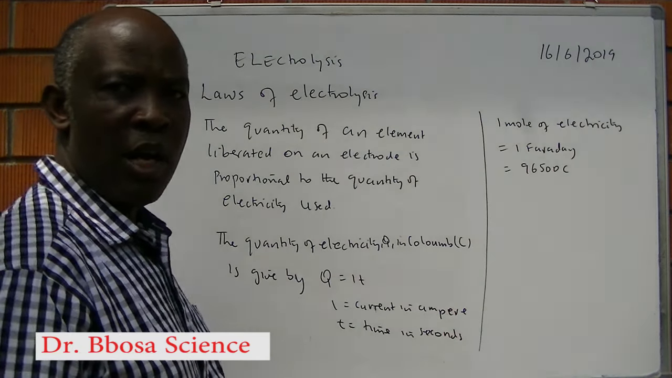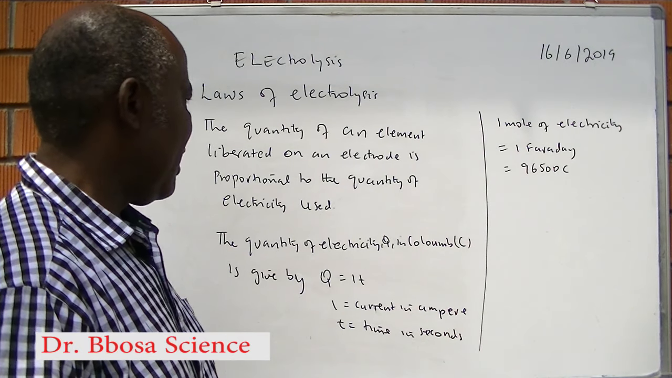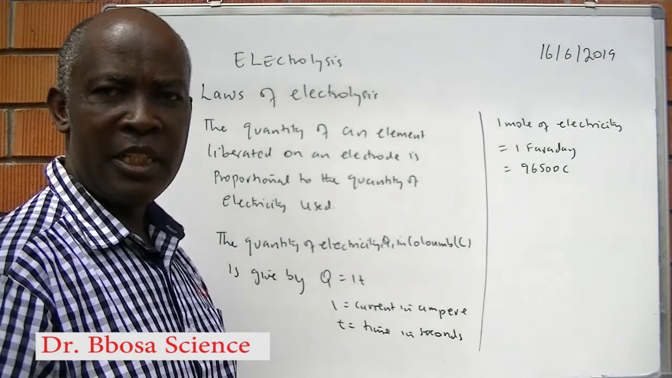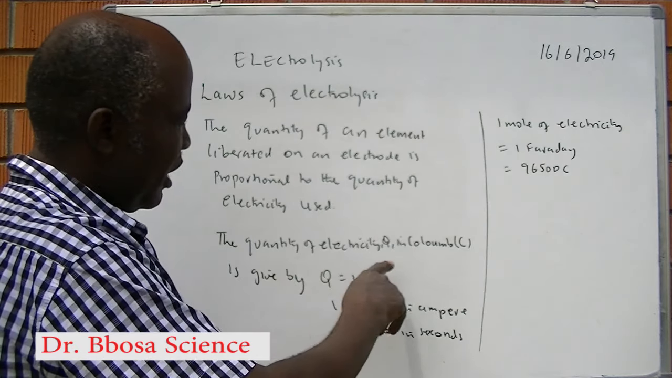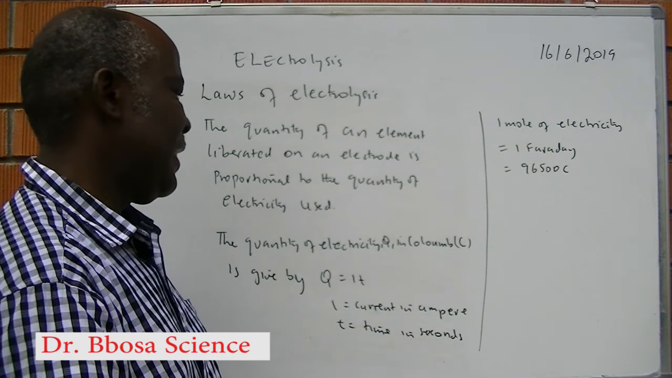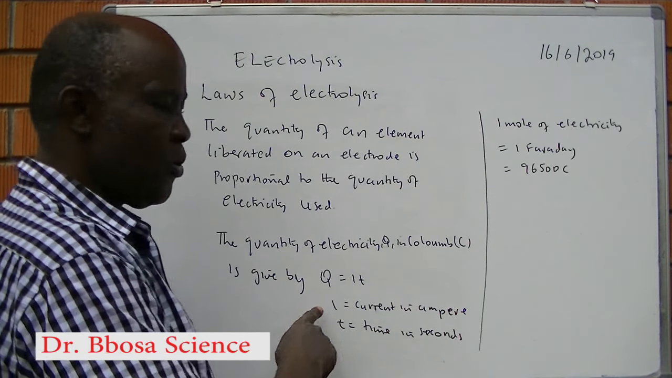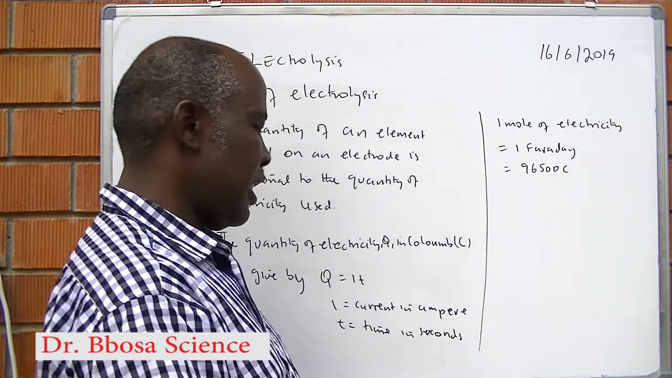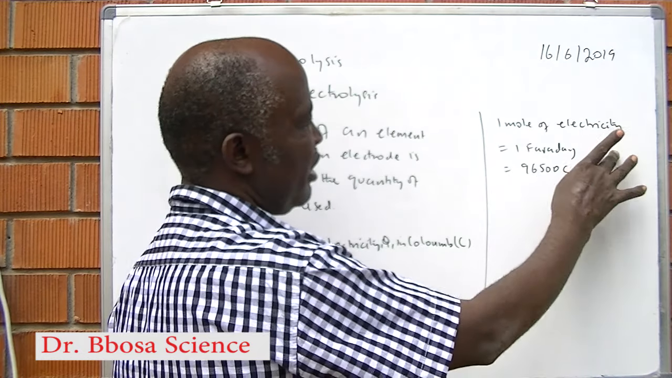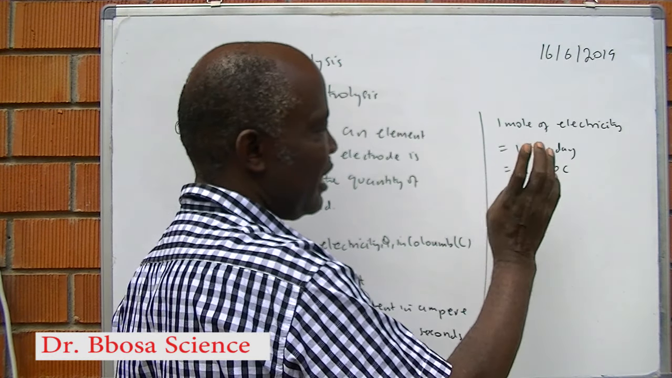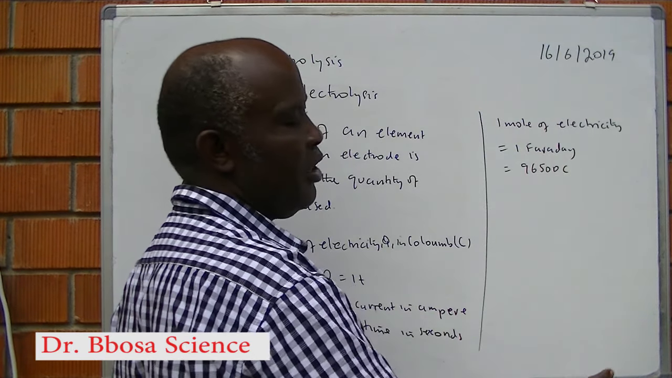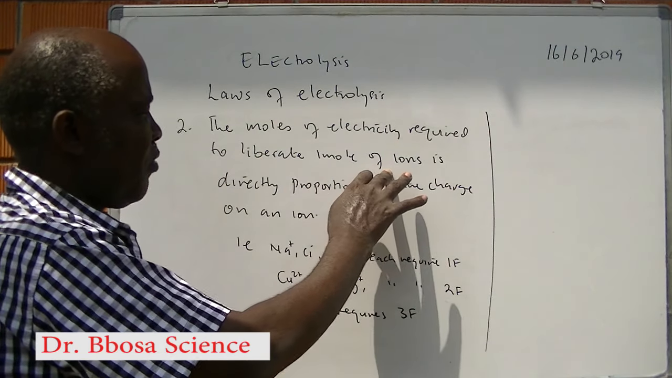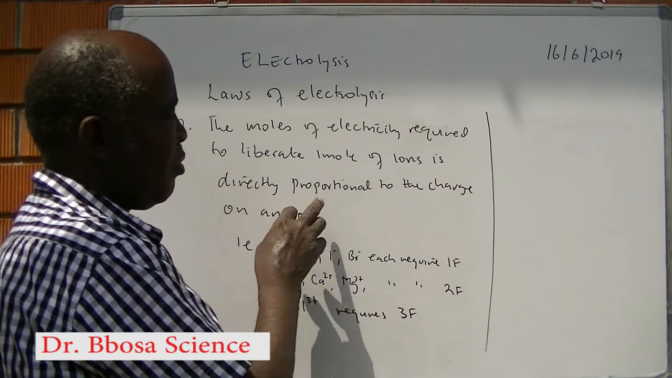Laws of electrolysis. 1. The quantity of an element liberated on an electrode is proportional to the quantity of electricity used. The quantity of electricity, Q in coulombs, capital C, is given by Q is equal to IT. I is the current in amperes, T is time in seconds. 1 mole of electricity is equal to 1 Faraday, which is the same as 96500 coulombs.